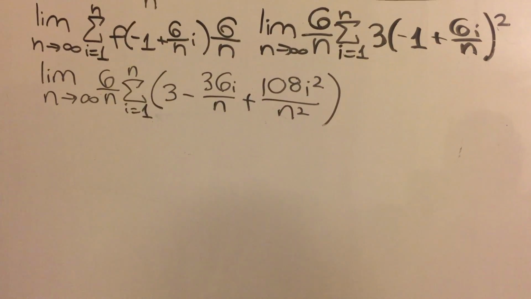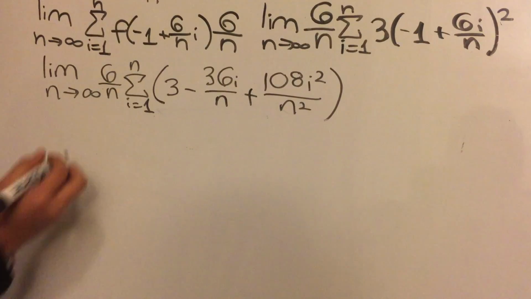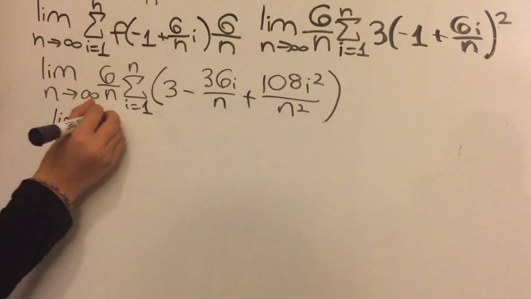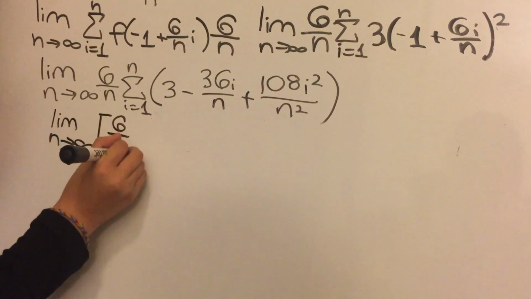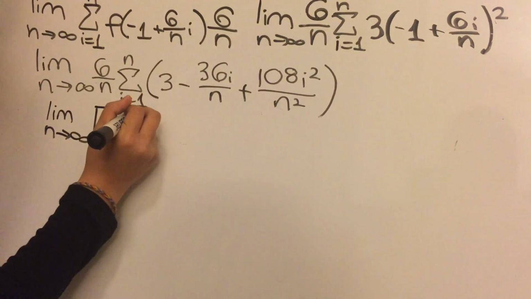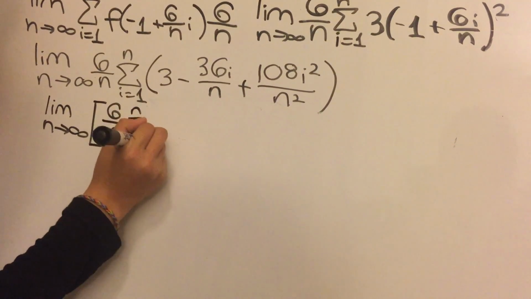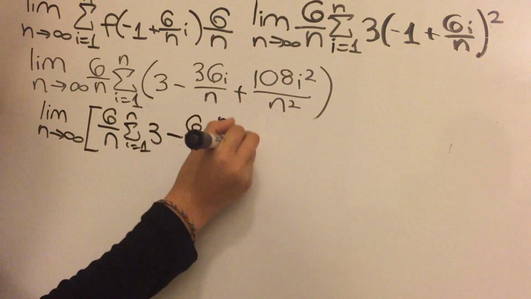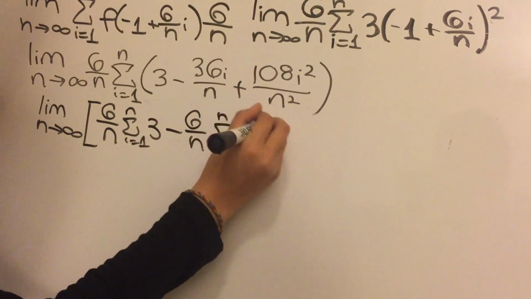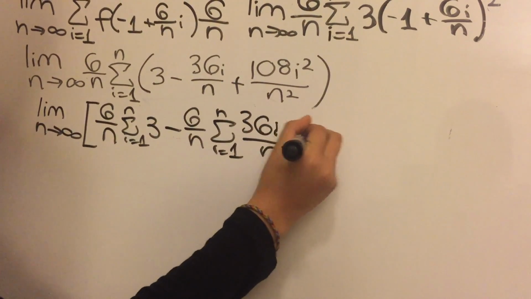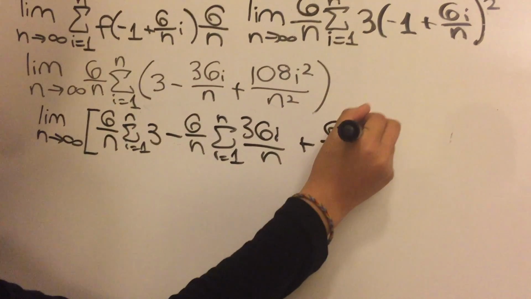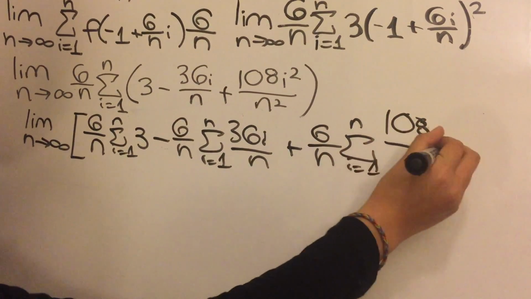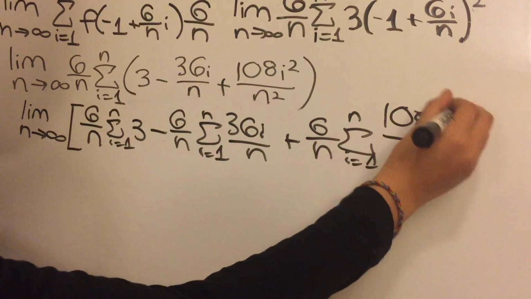Continuing on, you'd have to use your sigma notation rules to further simplify your equation. So from here, you'd have to take the limit as n approaches infinity of 6 over n, and here you'd have to split this up. Sigma 3 minus 6 over n, and finally you'd have plus 6 over n times sigma of 108 over n squared i squared.